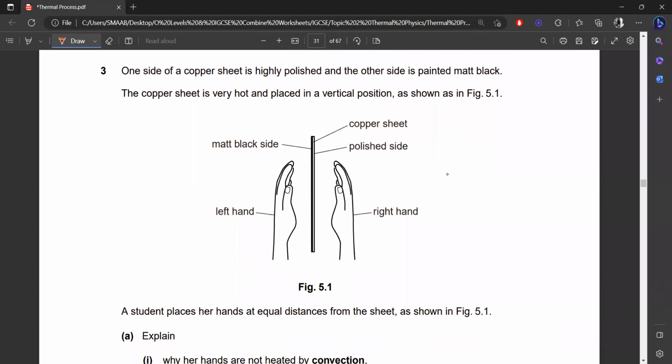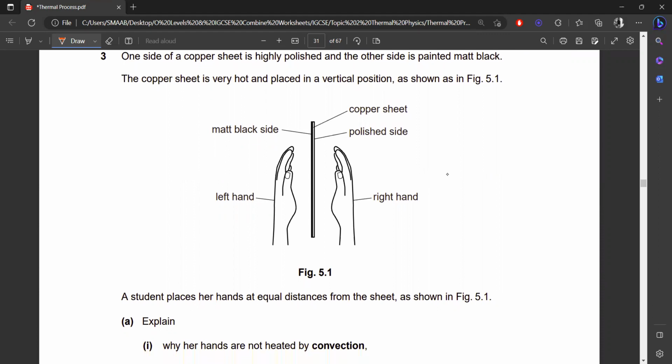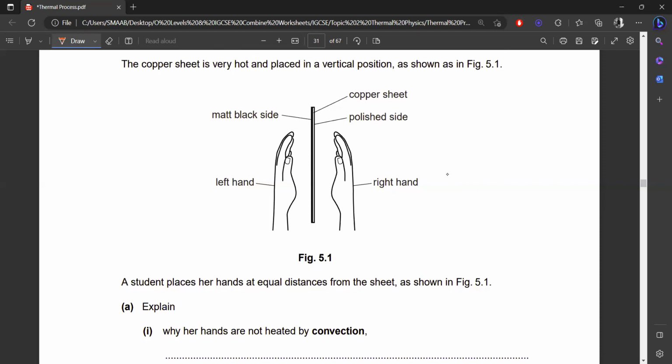Okay, question 3. One side of a copper sheet is highly polished and the other side is painted matte black. The copper sheet is very hot and placed in a vertical position as shown in figure 5.1. A student places her hand at equal distance from the sheet as in figure 5.1. Explain why her hands are not heated by convection.